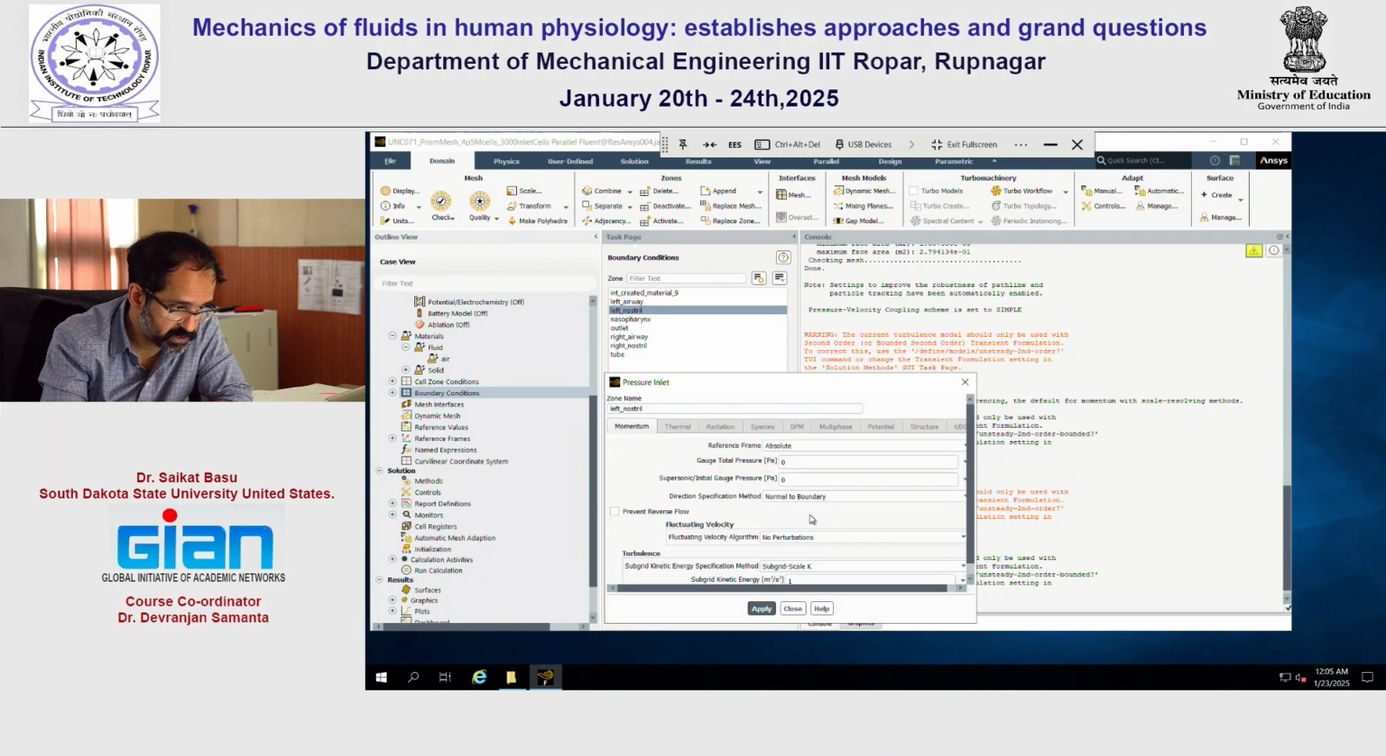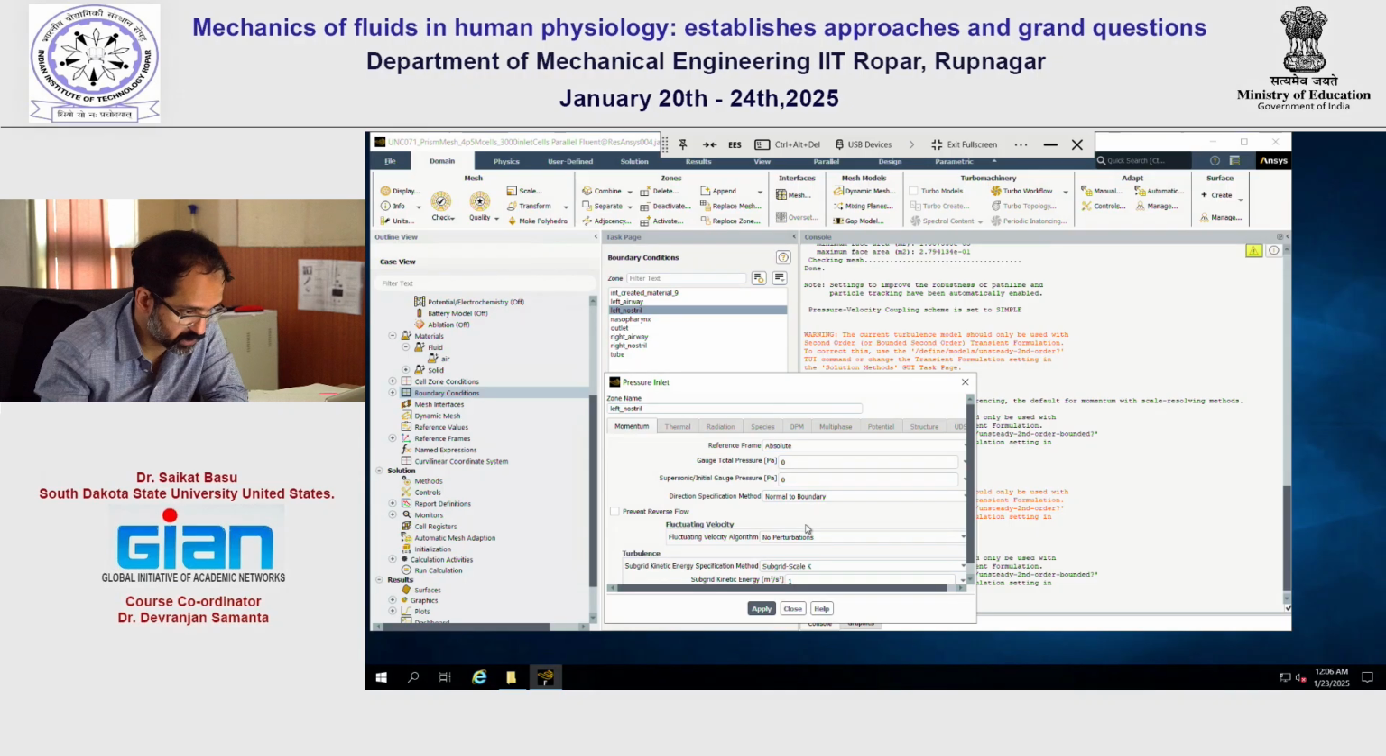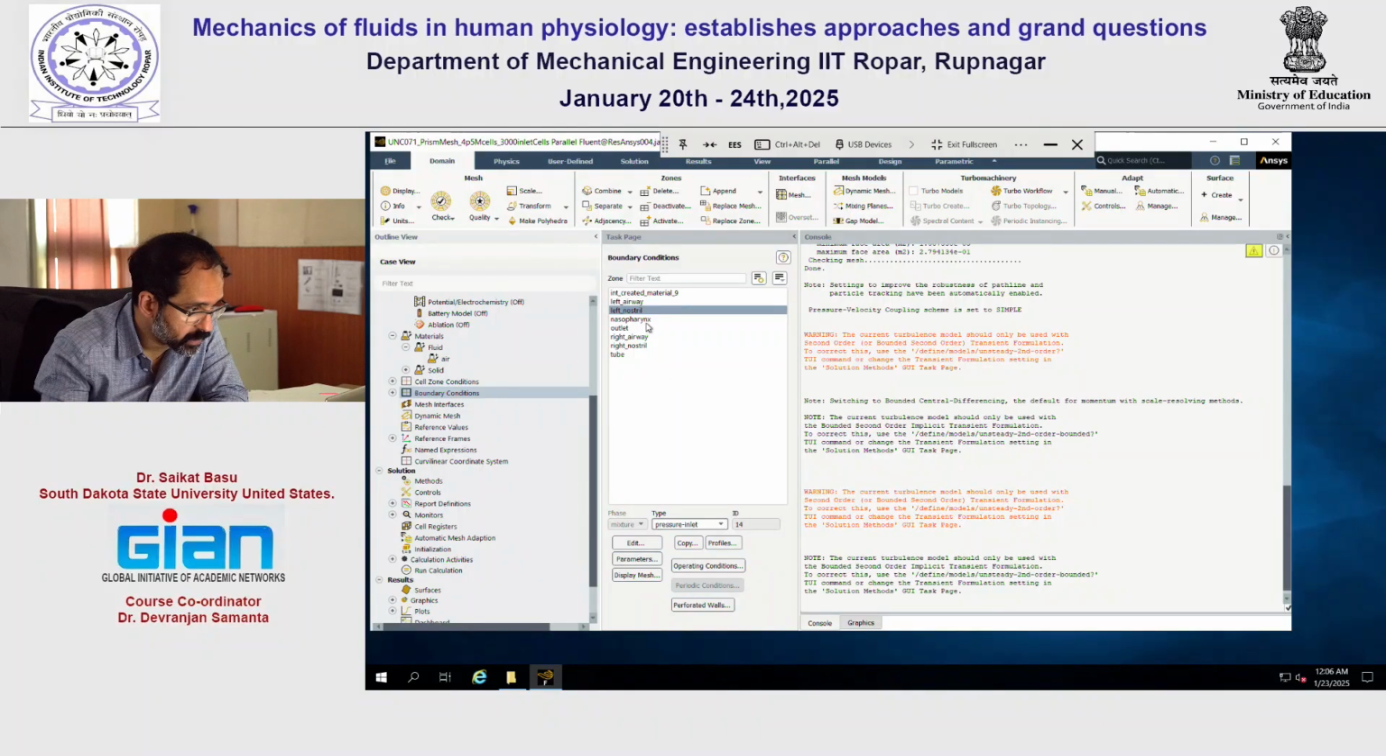And then as you change the kind of boundary, this shows up. So you can assign the gauge total pressure, which is where if you are doing something else in terms of your pressure specification, you can assign other values as well. But as I showed during the lectures, it doesn't really matter. It is the delta P that matters. So I'm going to keep it as it is over here. So apply, close. The nasopharynx is wall, fine.